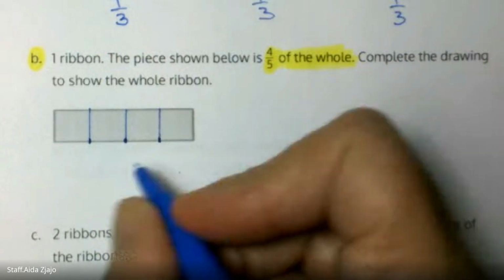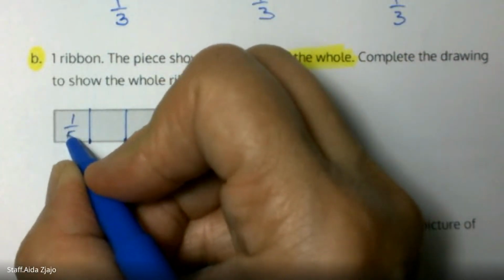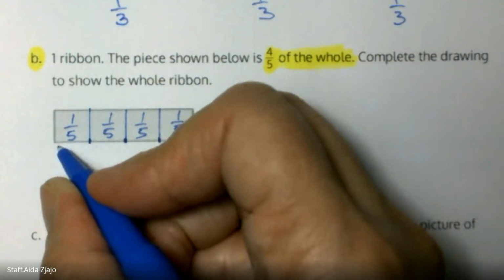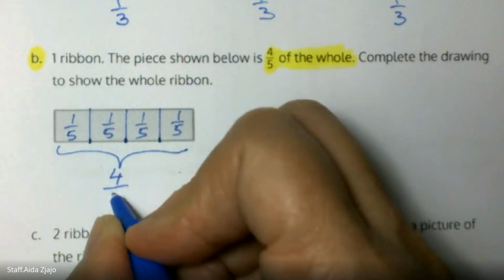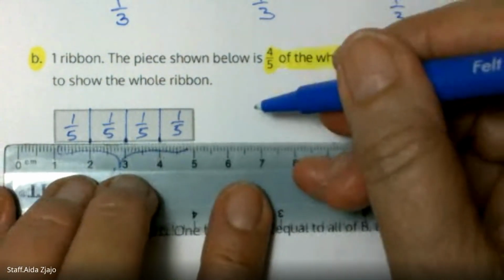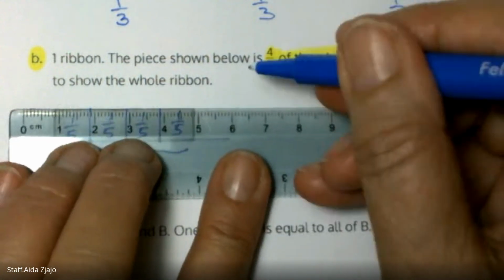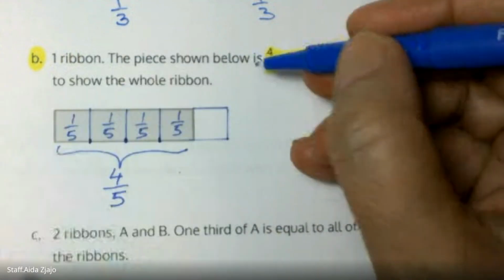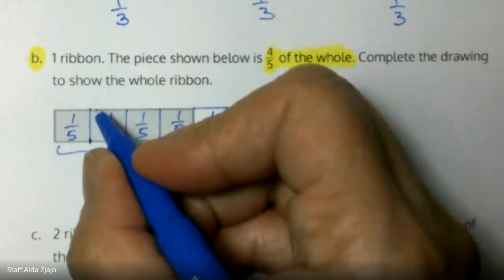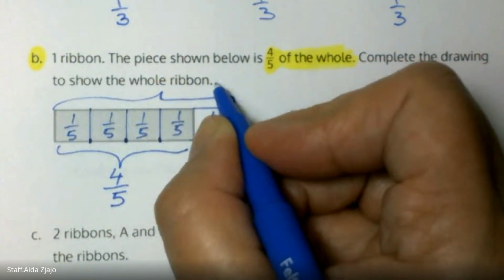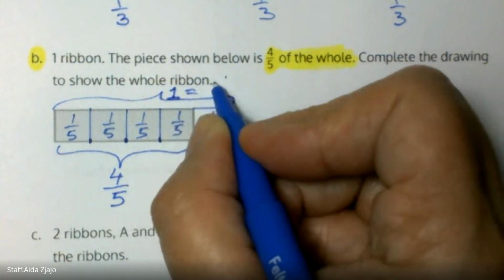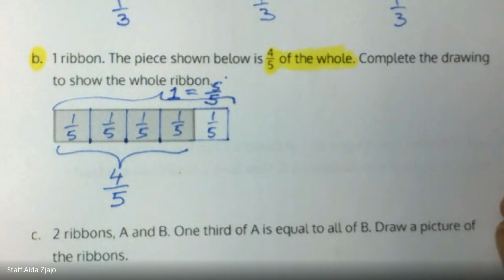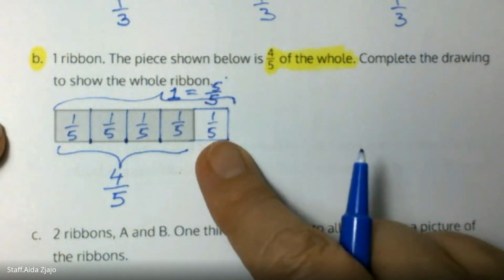So if this is 1/5, 1/5, 1/5, 1/5, I have here 4/5. So I'm missing one part, which is 1/5. In order to have a whole, I need one more piece, one more 5th. So now this would be the whole, and that would be 5/5. This ribbon was missing 1/5 to have a whole.